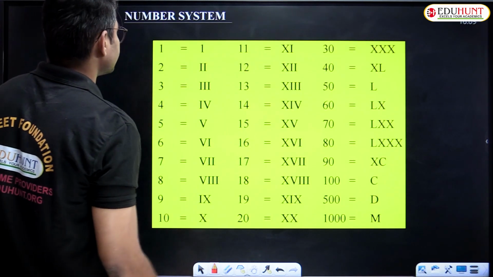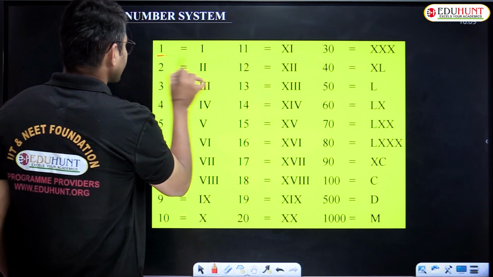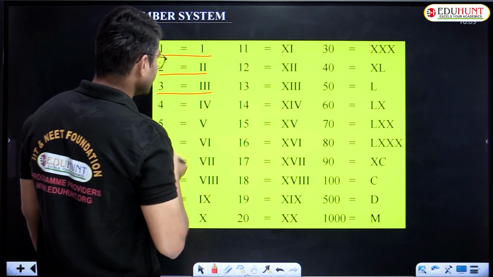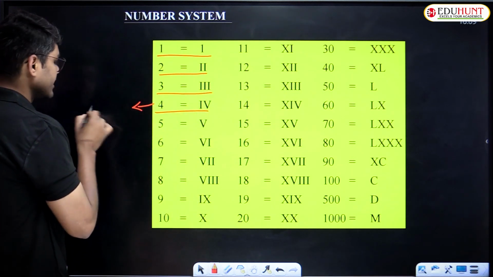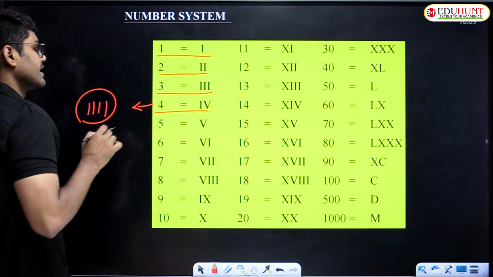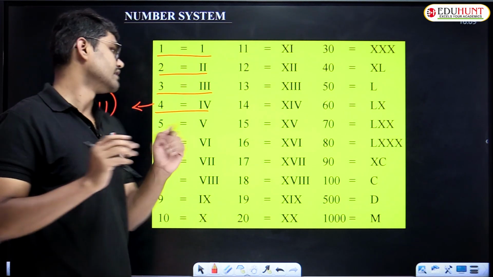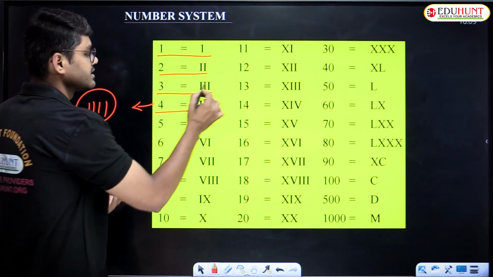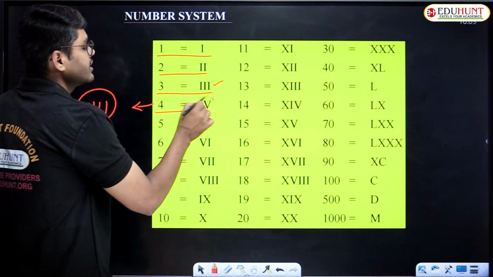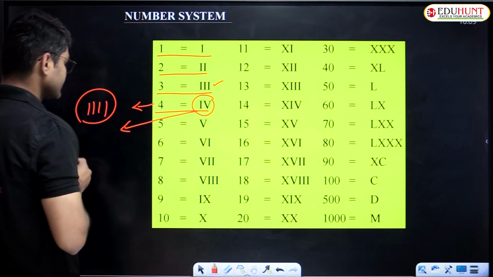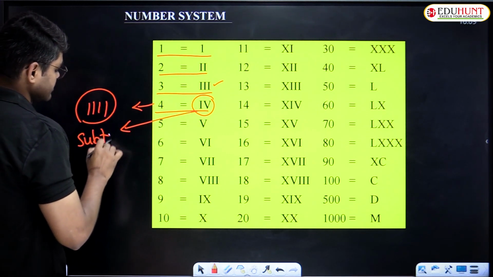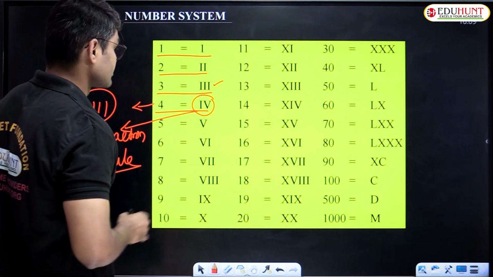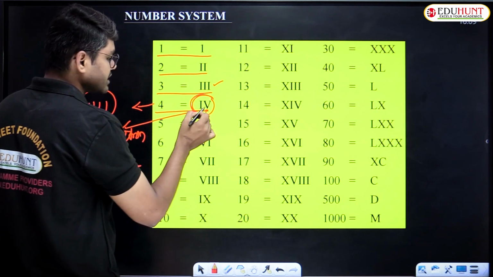Number system. We know that 1, 2 means I I, 3 means I I I, and 4 means we should not write I I I I. Why? Here we have to remember one rule, that a digit cannot be repeated more than 3 times. That's why 3 is enough. Next, we go to the subtraction rule. See here, 5 minus 1, 4.